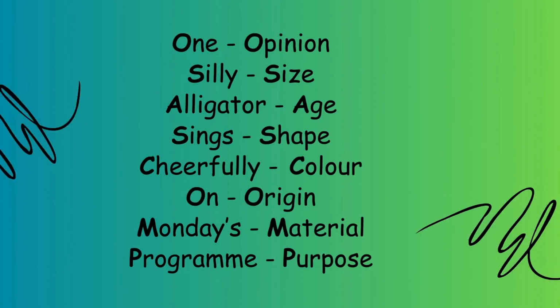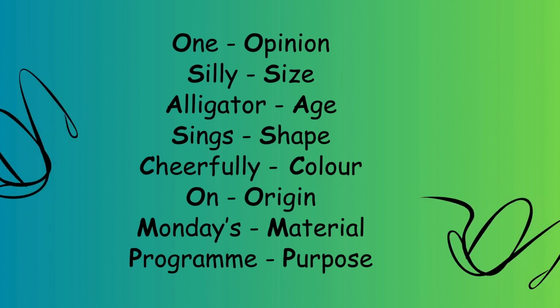So one stands for opinion, silly stands for size, alligator stands for age, and so on. This helps us to remember, I want to say, the job of the adjective, right? To describe opinion, size, age, or whatever. And it also helps us to memorize rather easily the sequence of adjectives.